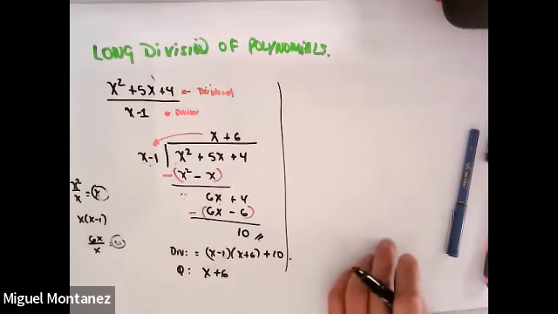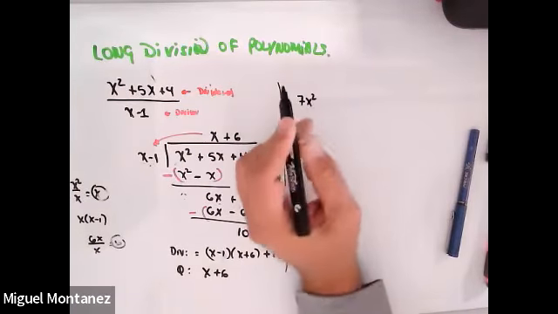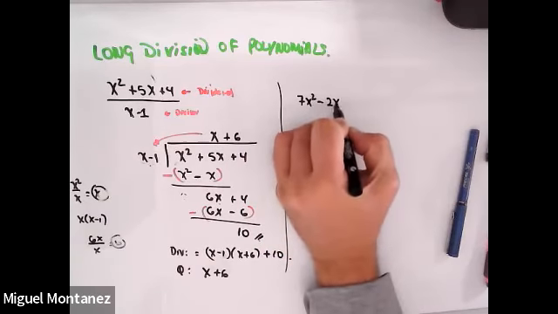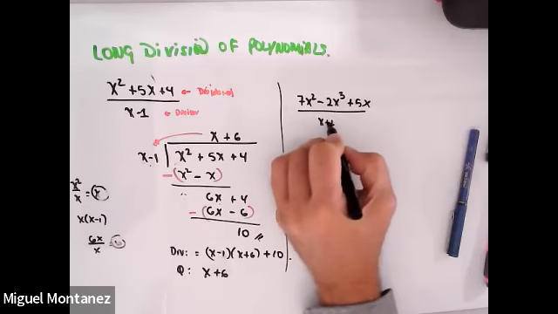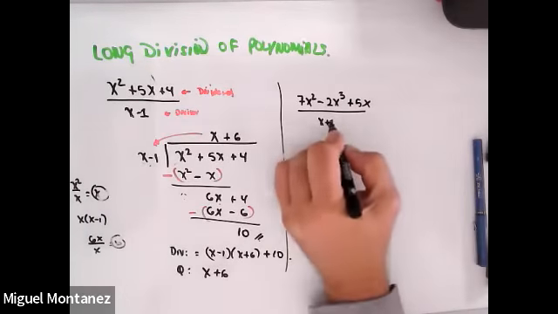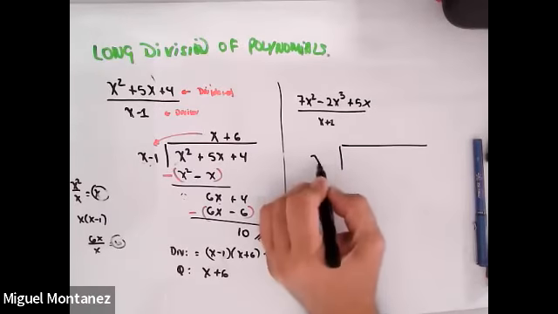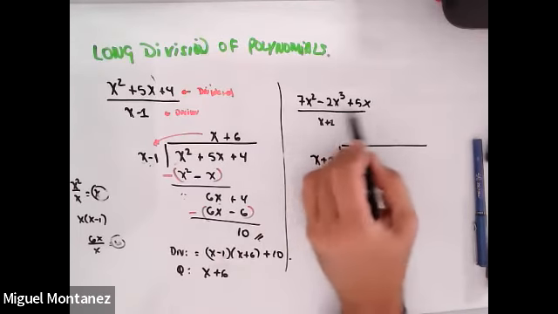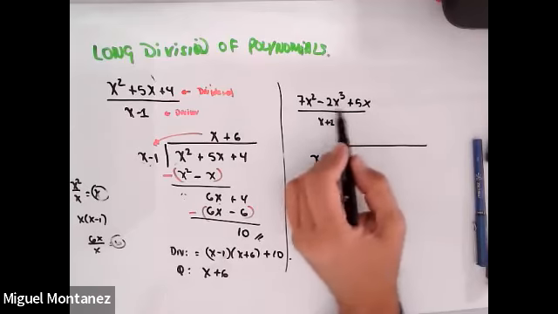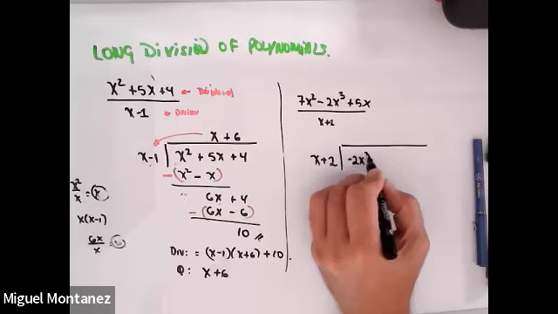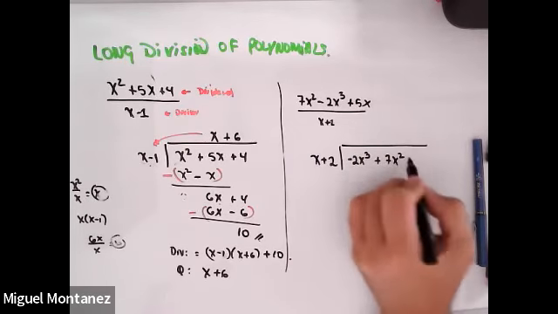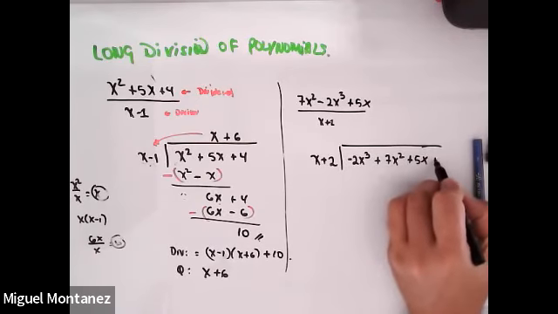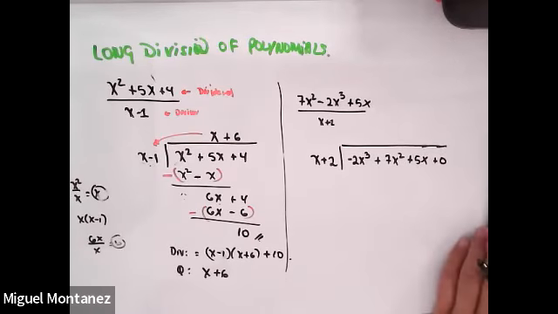Let's try another one, a little bit longer. What if I have 7x squared minus 2x cubed plus 5x over x plus 2? So we build the casita, dividing by x plus 2. Now be careful, this has to be in descending order and every single term must be accounted for. So minus 2x cubed, I need to start with the highest one, then plus 7x squared, plus 5x, and I'm missing the number, so I just put 0.